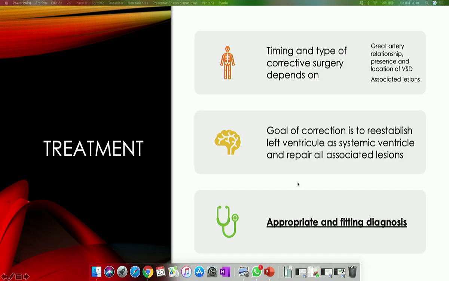So for the treatment, the planning of the timing and the type of the surgery depends on the great artery relationship, the presence and the location of the ventricular septal defect, and on the associated lesions. I think this is an important case because we can assess this pathology since prenatal life, so we can have an appropriate diagnosis and appropriate treatment.